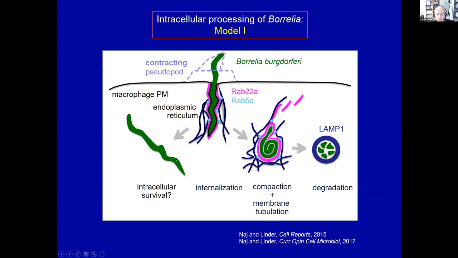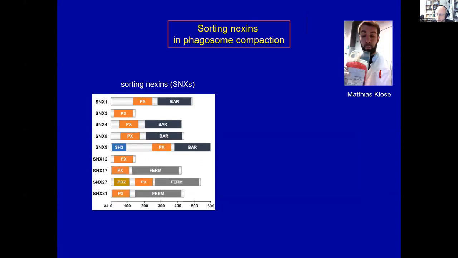And this actually means if the Borrelia are able somehow to evade this whole machinery, they also might be able to evade the intracellular degradation. So I told you that the membrane tubulation at these Borrelia-containing phagosomes is what actually captured our interest. And this nice guy, Matthias Klose, who was a graduate student in the lab and is now a postdoc in the lab, decided to look at potential regulators of these membrane tubulation events.